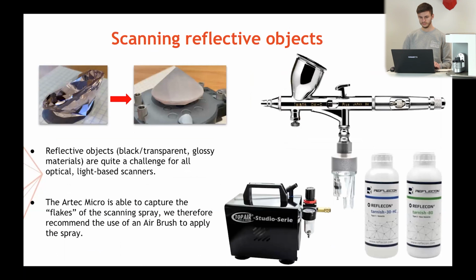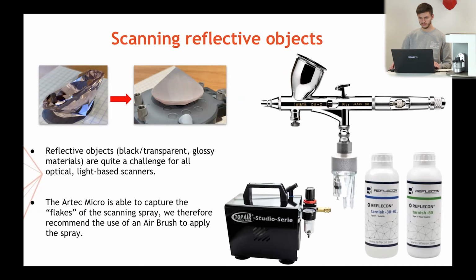Reflective objects present an additional yet well-known challenge. Their surfaces chaotically reflect the scanner's projected pattern, making the object practically invisible. So, as with other light-based scanners, the solution is to simply cover the object with a temporary coat of non-reflective spray. The key difference specific to the micro, though, is that not all types of spray will suffice.